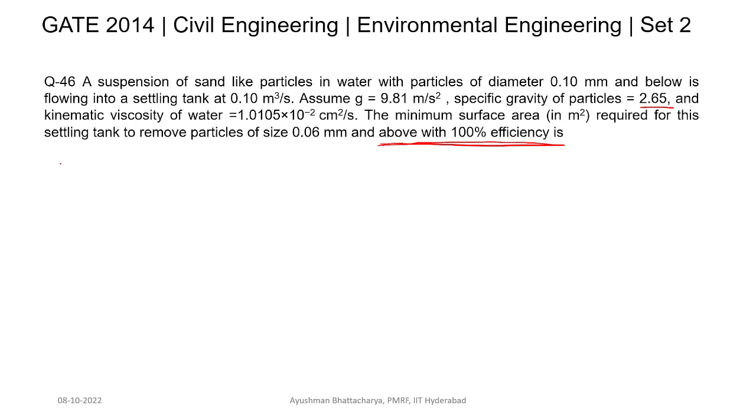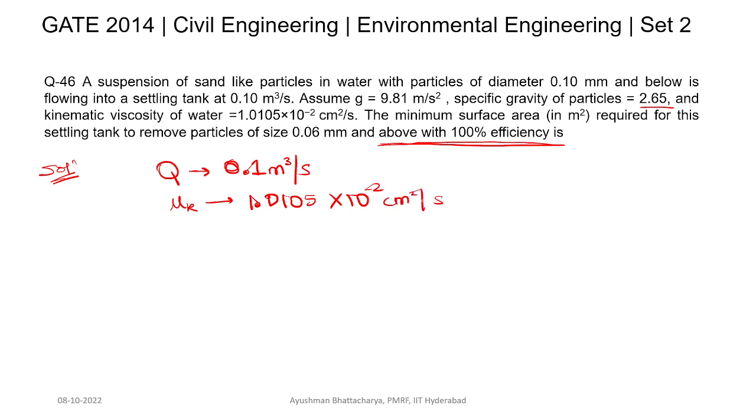So first we will write the given data. The discharge flow rate is 0.1 meter cube per second. This is the flow rate. Now they have given the particle size to be removed as 0.06 mm and above. The kinematic viscosity they have given as 1.0105 × 10^-2 centimeter square per second.